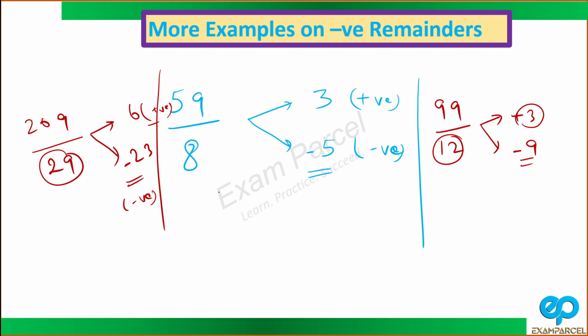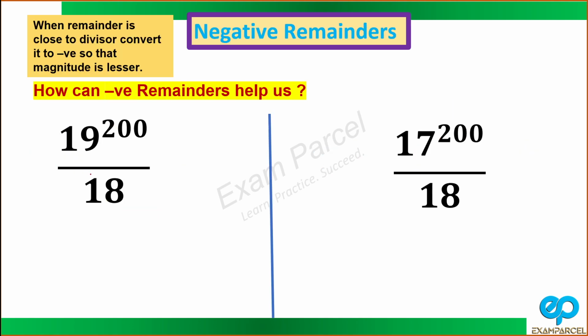I have explained this method to you so that you can calculate it fast. You don't need to make this arrow also, right? You can always calculate it in your mind. This is nothing hard. Okay, now let's see how this particular concept of negative remainders helps us while finding the remainders, right? So here I have two expressions.